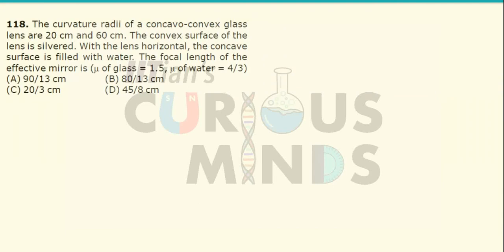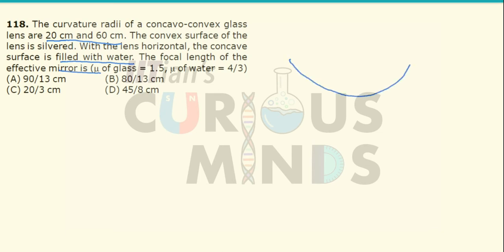The radii of curvature of a concavo-convex glass lens are 20 and 60 centimeter. The convex surface of the lens is silvered with the lens horizontal. The concave surface is filled with water. The focal length of the combination will be equal to.